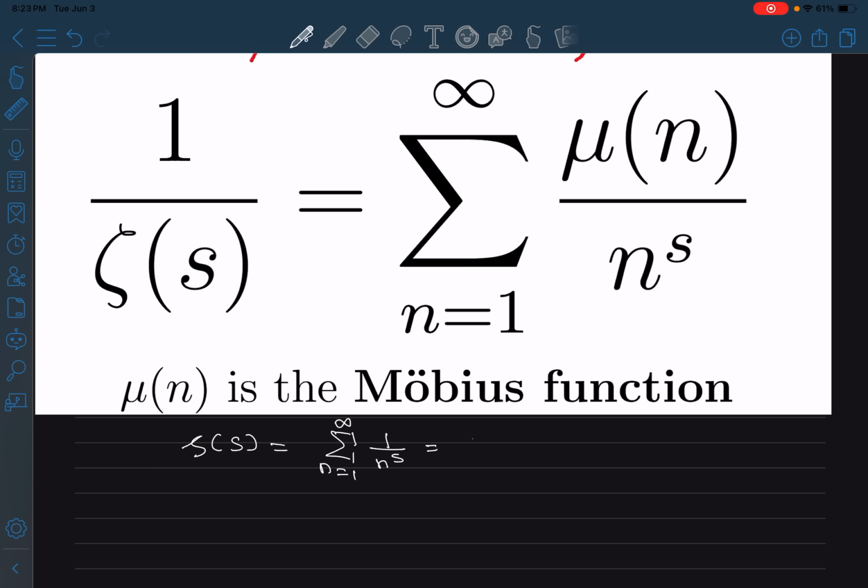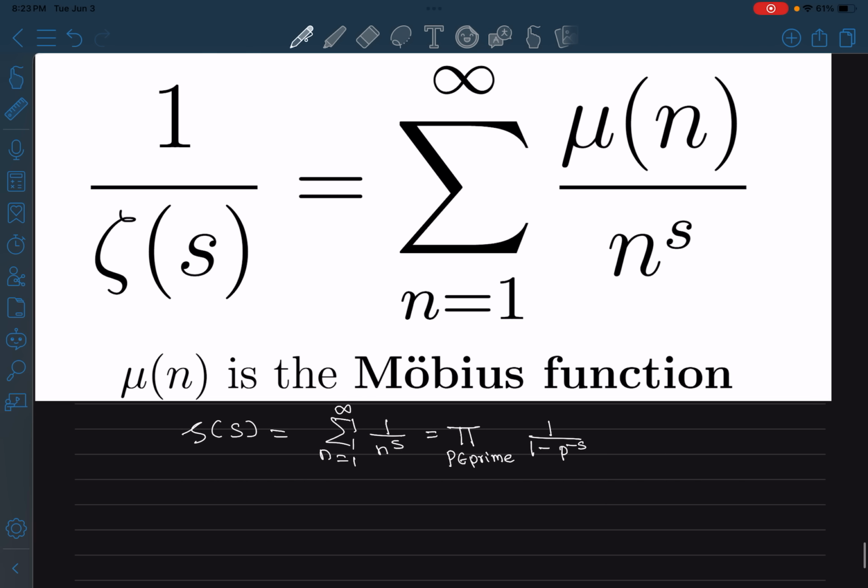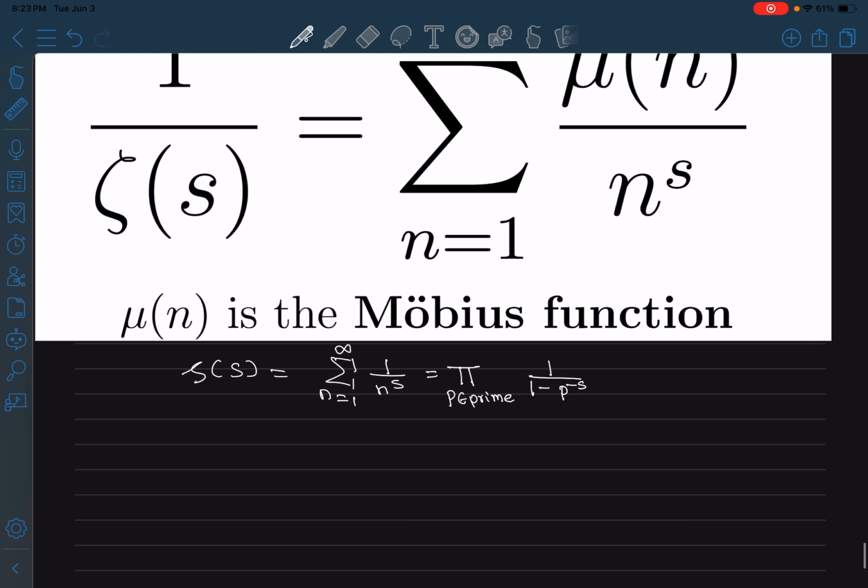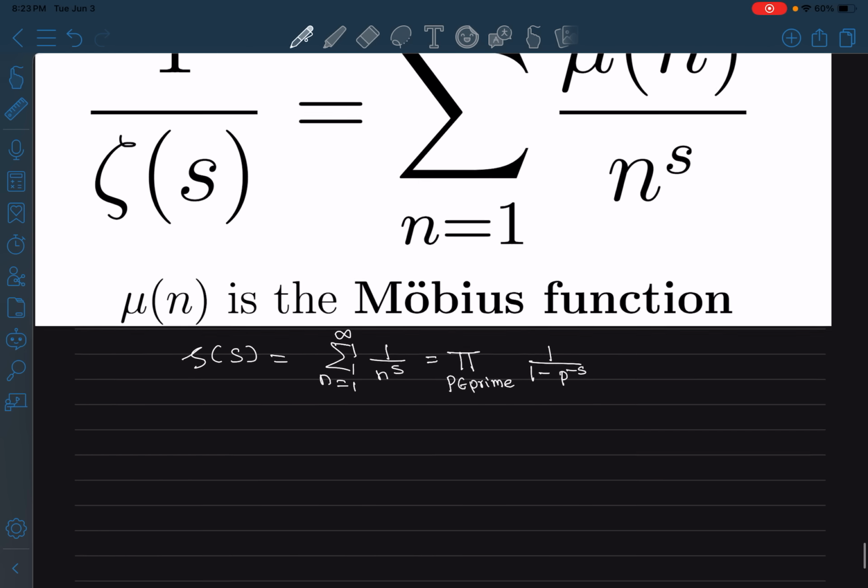We also know that this equals the product over p being a prime of 1 by 1 minus p to the power minus s. I guess you also know this as a definition for zeta, right? So basically, over all the primes, we multiply 1 by 1 minus p to the power minus s. It turns out that we can use this product definition of zeta of s to make progress for 1 over zeta of s.